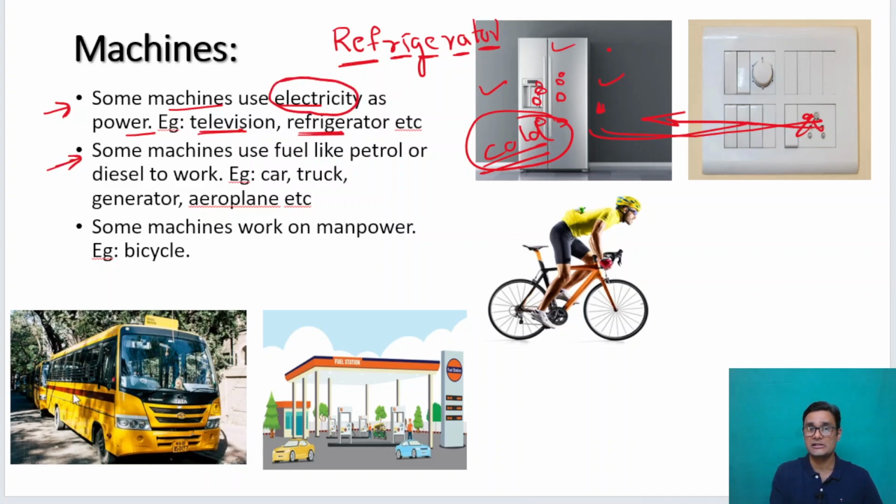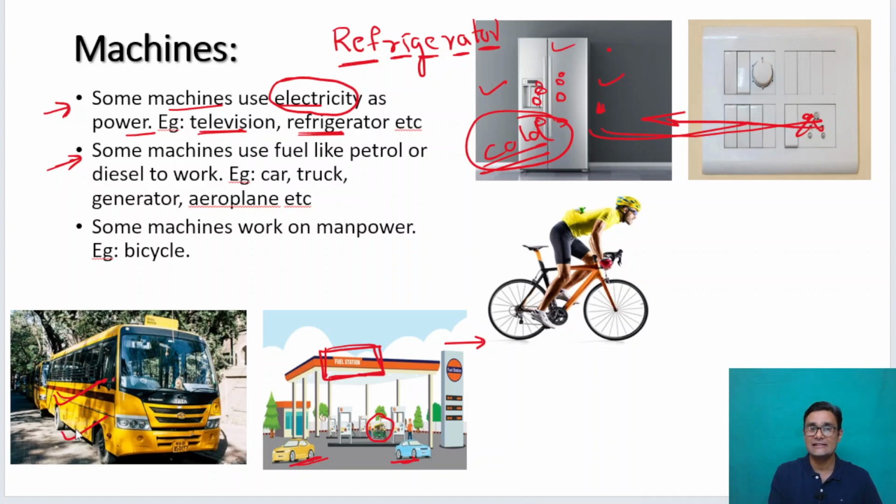Some other machines like buses, like cars, okay, and here there's a bike. They require petrol. You remember, right? Your father or your daddy taking you on a bike, going to a petrol station. You put petrol in your bike or your car, and then you drive again.